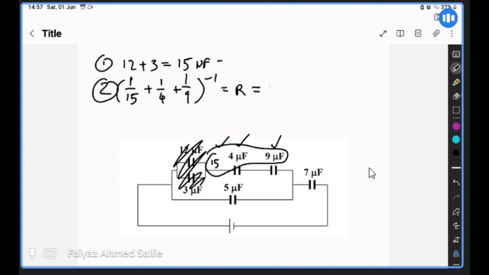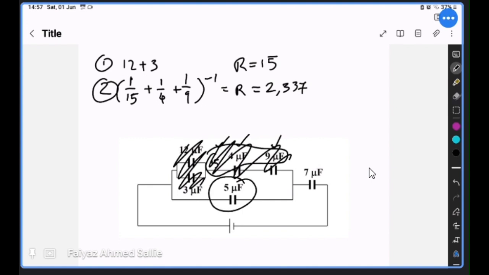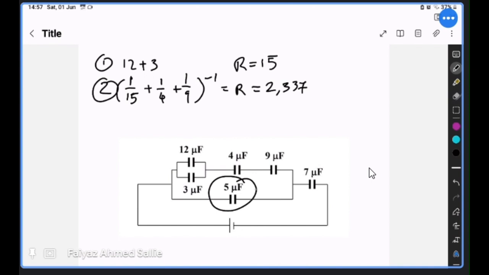So we have a resistor here of 15 and we have a resistor here of 2.337. And now you can see that the 2.3 is parallel with the 5. Let me just clear this up. So what we have is the 2.3 is parallel with the 5.